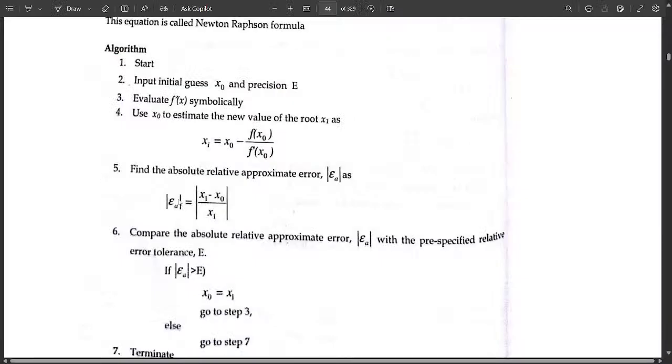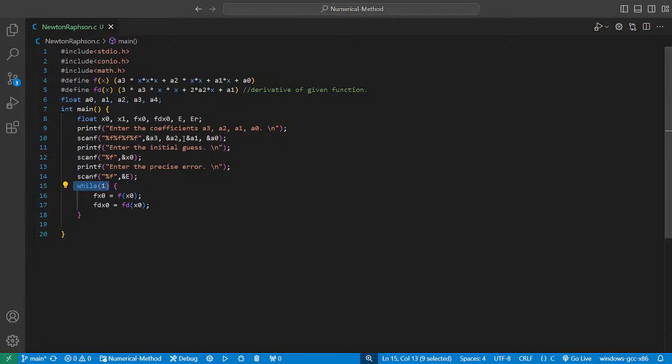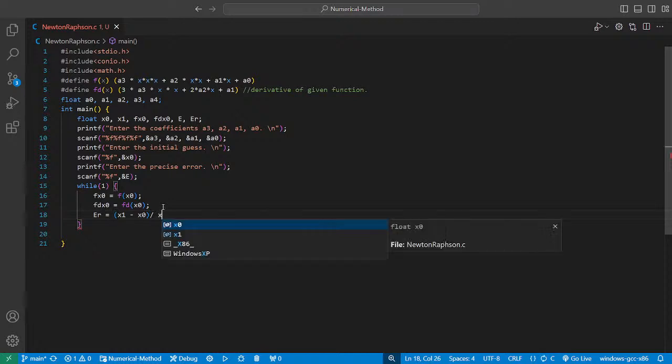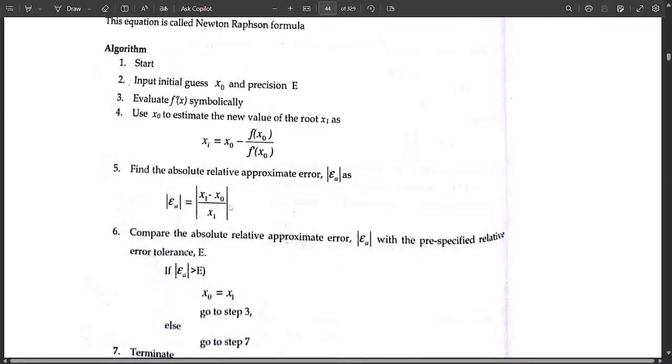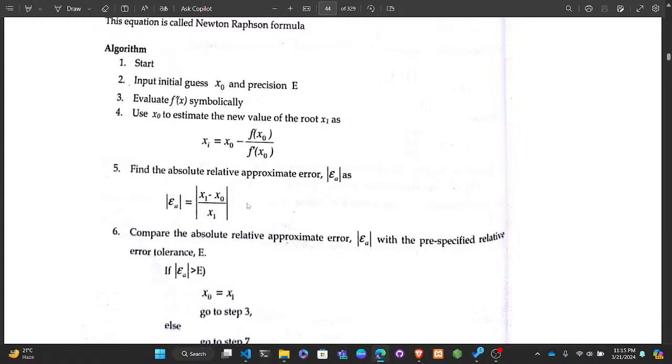Just we put here x1. We are calculating for a first order linear polynomial equation. So, while one, let's calculate the error. Error is so easy to calculate. Error means x1 minus x naught upon x1. If you need to see, look here, there is the formula: x1 minus x naught upon x1.